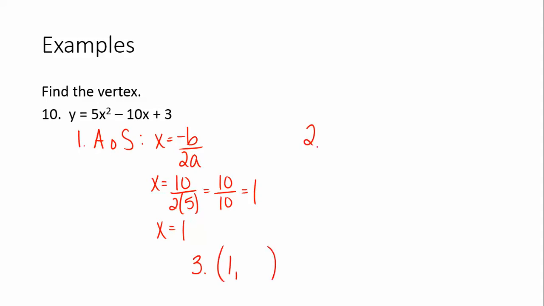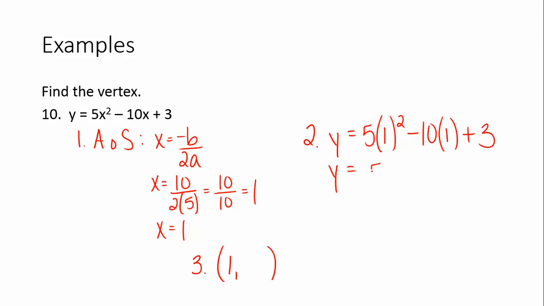And we find the something, we find the y value by plugging that 1 into the function. So we're going to plug the 1 in for the x, because that's what it equals. Don't plug it in for y. So we get y equals 5 minus 10 plus 3. 1 squared is 1, 5 times 1 is 5, 10 times 1 is 10. So we get 5 minus 10, that's negative 5 plus 3, negative 2. So the vertex is 1, negative 2.